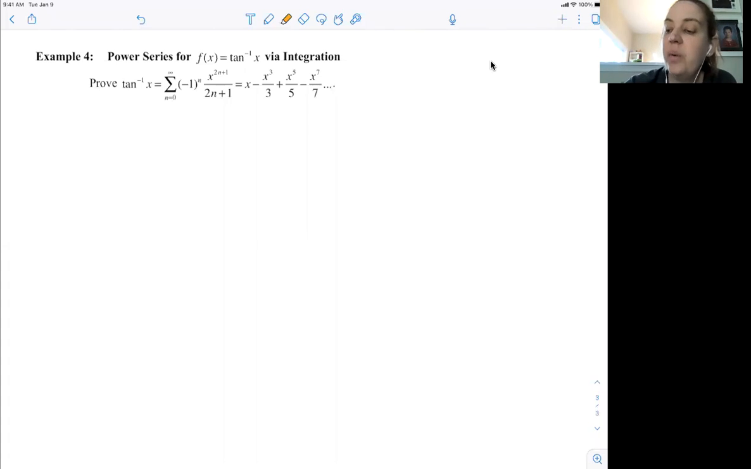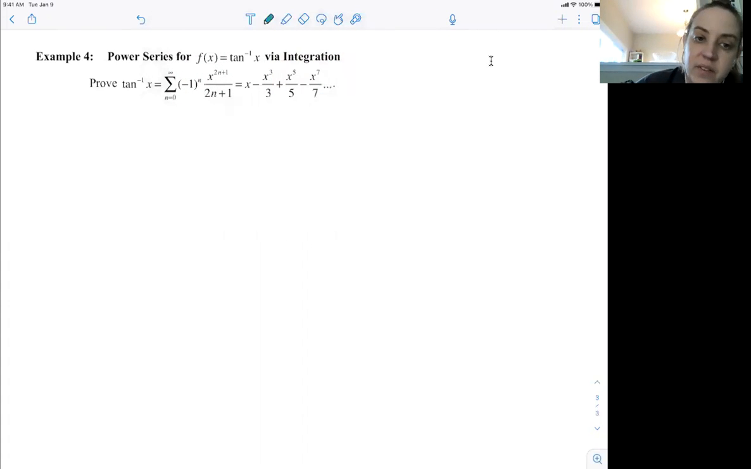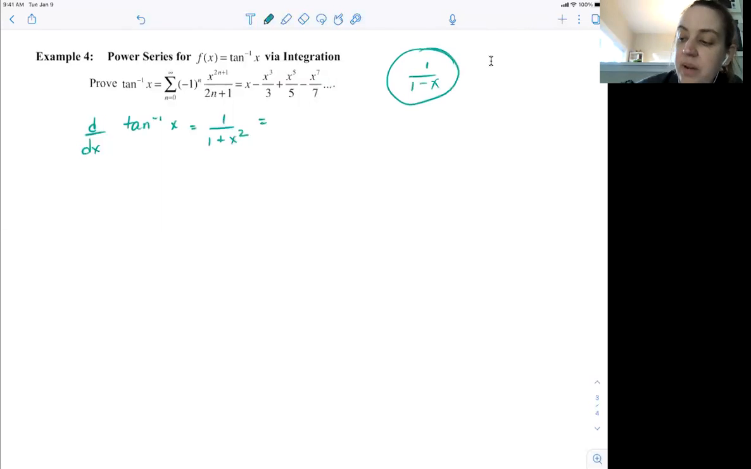All right, example 4: prove that the inverse tangent of x is equal to the following series and then equal to that expanded form. So let's see what we've got here. If I start with the inverse tangent of x and find the derivative of that, I know this is going way back, but if you pull out your golden ticket, the derivative of the inverse tangent of x is 1 over 1 plus x squared. Now, I really need the form 1 over 1 minus x, that's what the power series has to be. So this will be 1 over 1 minus negative x squared.